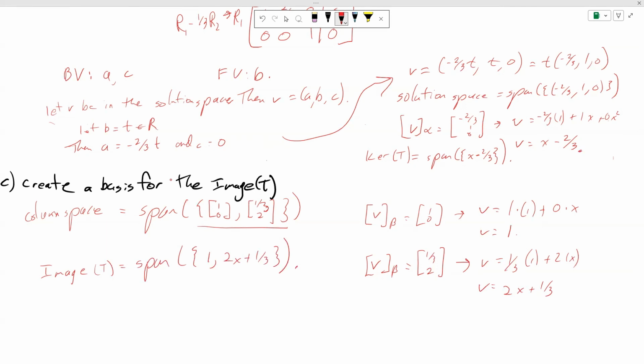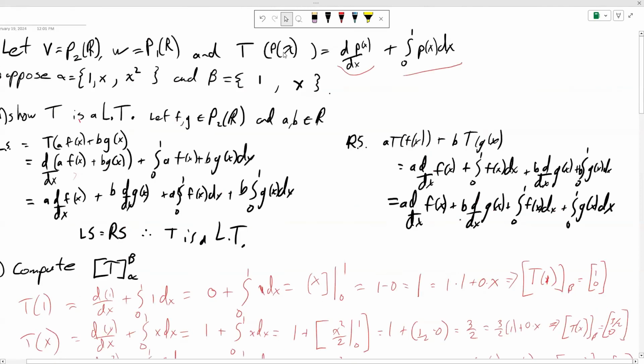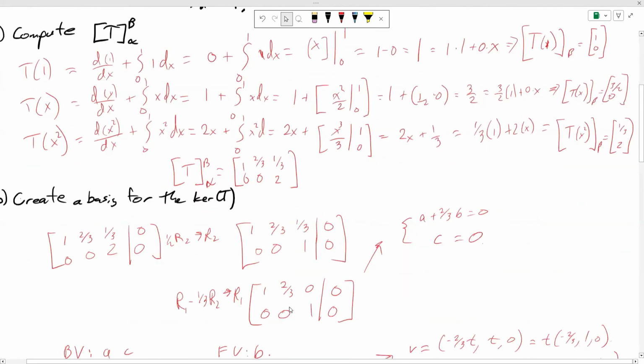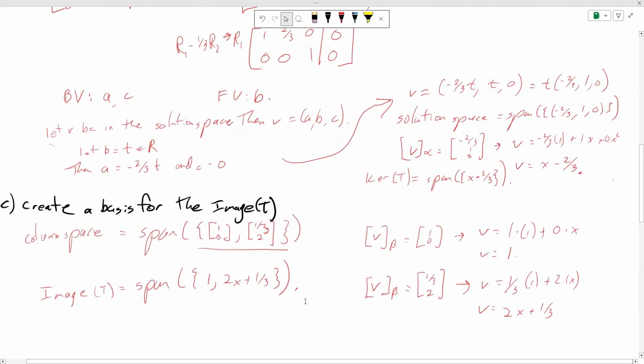And I get my image very nicely using this process and my kernel very nicely through the process, even though calculating the null space of this might seem very intimidating, and calculating the image of this operator might seem very intimidating. All we have to do is just follow our process. And we get what our image is, and we get what our span is.